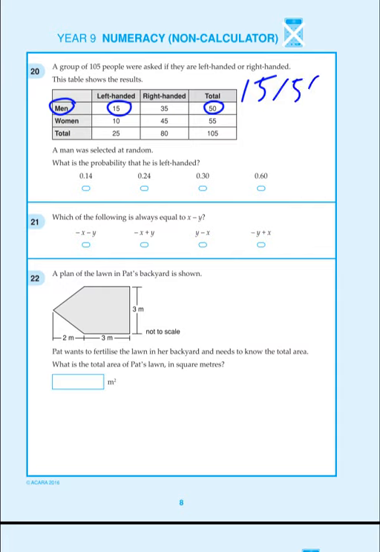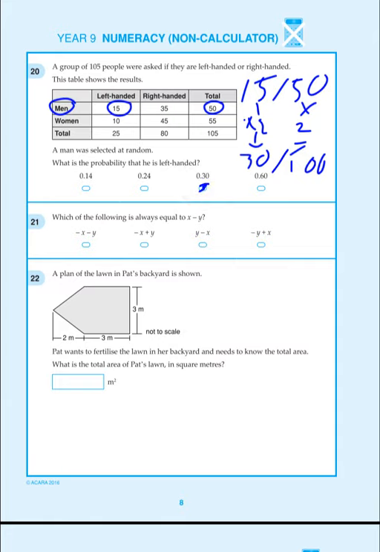We want to get it out of 100, if we want to do it as a percentage. So because we have to times 50 by 2 to equal 100, we have to times 15 by 2 to get our answer out of 100, which of course is 30. 30 out of 100 is 0.30 as a decimal.